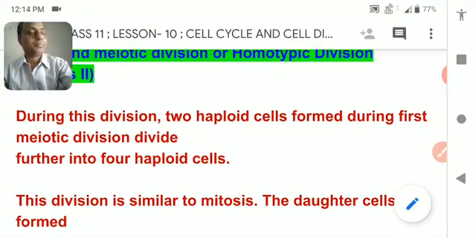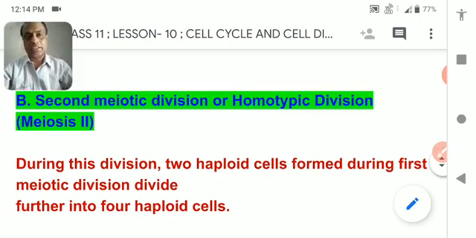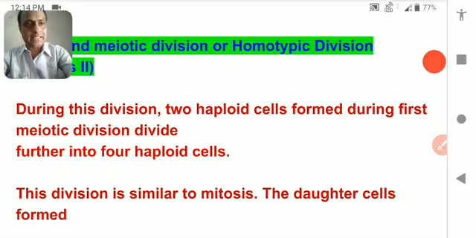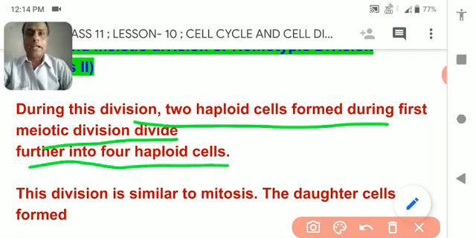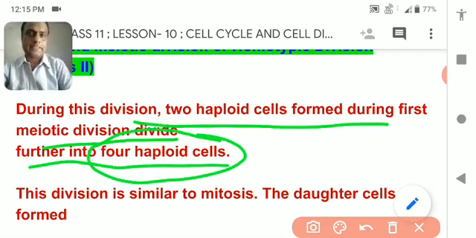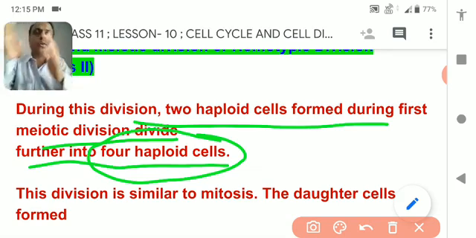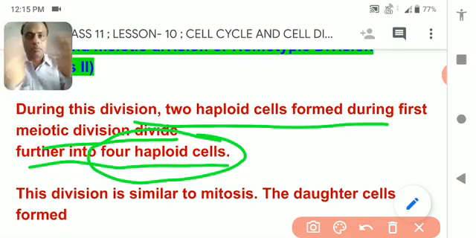Now let us study about the second meiotic division, also called homotypic division. What happens during the course of homotypic division? Just we are going to study. During this division, the 2 haploid cells formed during the first meiotic division undergo further division and form 4 haploid cells. Means the 2 haploid cells which you saw during the first meiotic division undergo further division and form 2 daughter cells each. Thus the number of daughter cells becomes altogether 4.